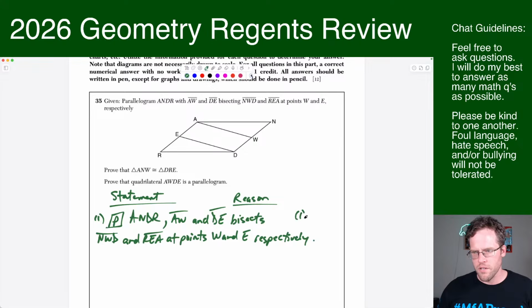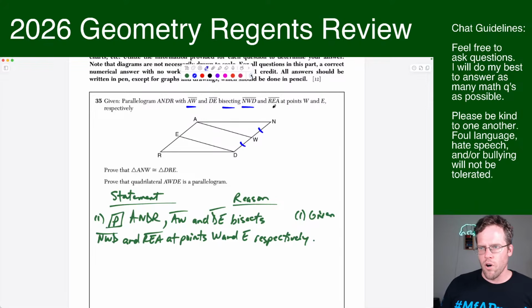All right, this is true because given. This is just a lot annoying to write. You have to write the givens though, so don't forget it. But now let me translate this. So this is a parallelogram here. AW bisects NWD. So that means these two are the same.